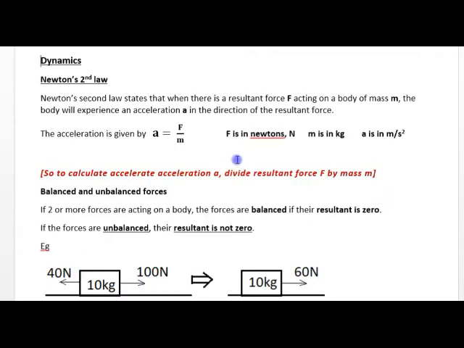Now, F must be in newtons, mass must be in kilograms, and then we will obtain acceleration in meters per second squared. So, to calculate acceleration A, we divide the resultant force F by the mass m.